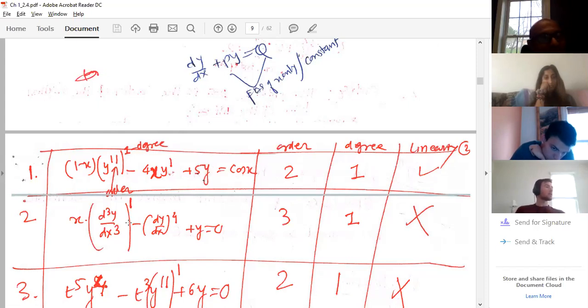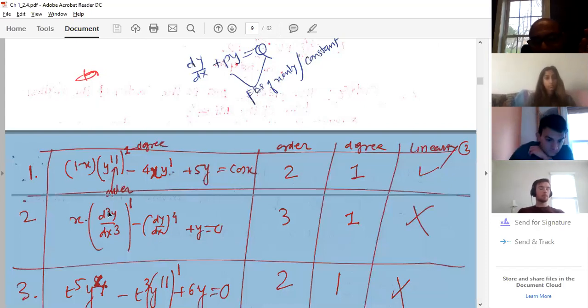That sounds good. So on the first term, the degree of the differential is third degree, and the second differential is first degree. Wait, not degree, order. Order means highest derivative. The highest derivative is 3, so the order is 3. Makes sense? Yes, sir. And the power of the highest derivative is the degree. Here it is 1, so the degree is 1. Makes sense? Yes, sense.